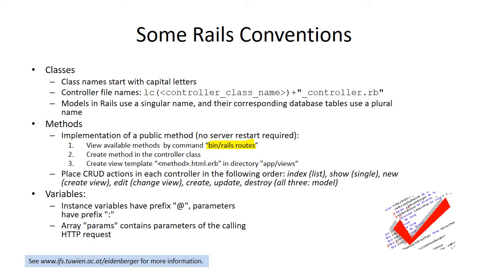Create, update and delete or destroy. Create, update and destroy perform the operations on the model side. Create creates it, update changes it, destroy deletes it or archives it, whatever you do. Instance variables, as I said, have an @ as a prefix. Parameters always come with 2 dots. Okay, and the array params we already saw in an earlier example contains the parameters that come to the controller from the view and therefore are part, of course, of the HTTP request and also are the data link between views and controllers.